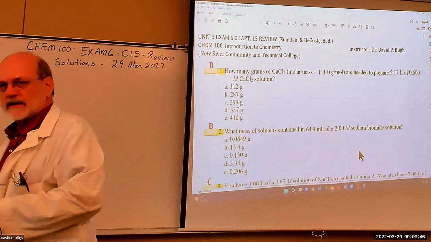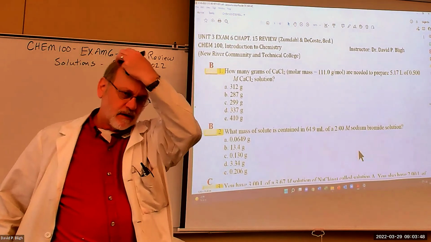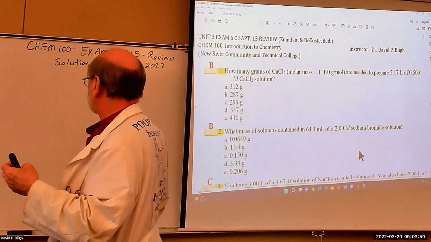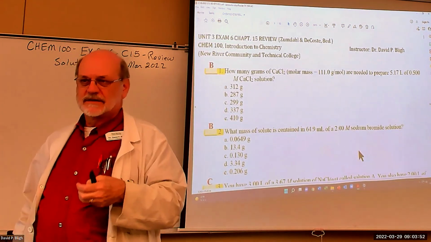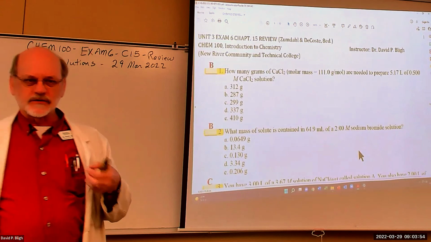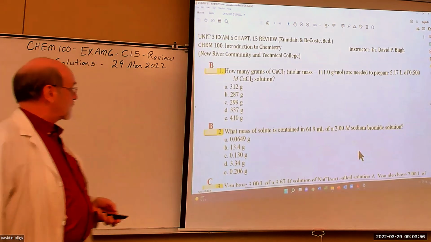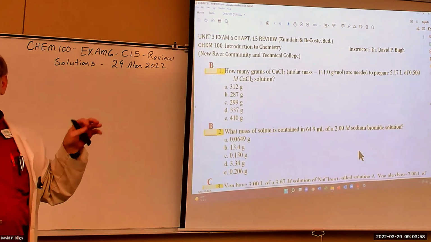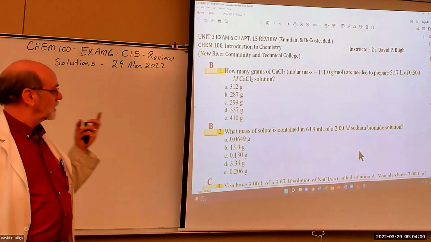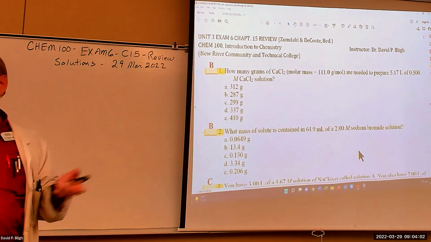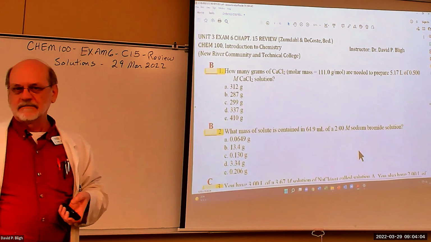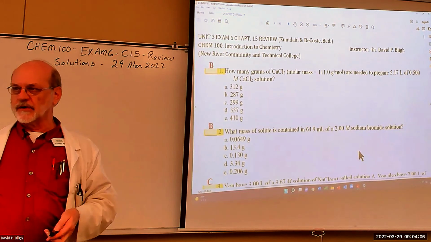So we've got a little review to do today for Exam 6, Chapter 15 on solutions. I've taken the review document and I've marked off some ahead of time. I've highlighted them so I won't have to go back to my original copy and figure out which ones I want to do.